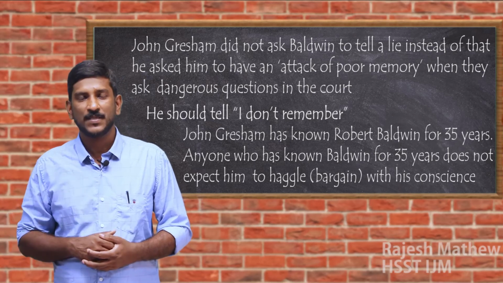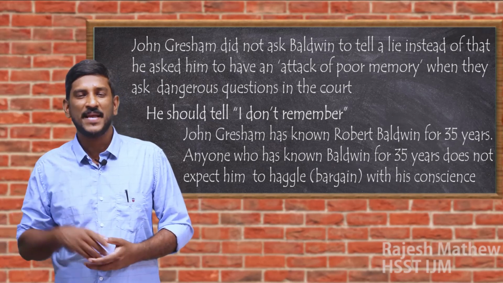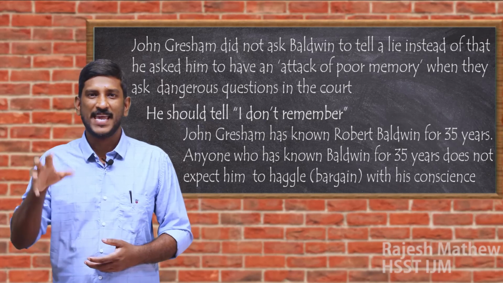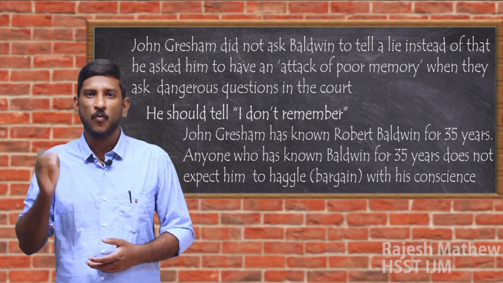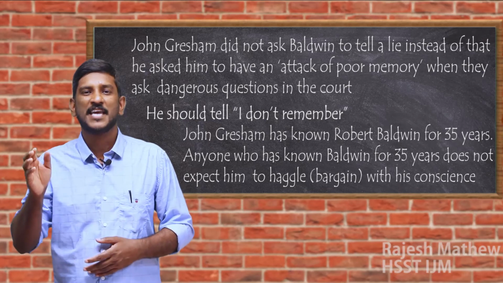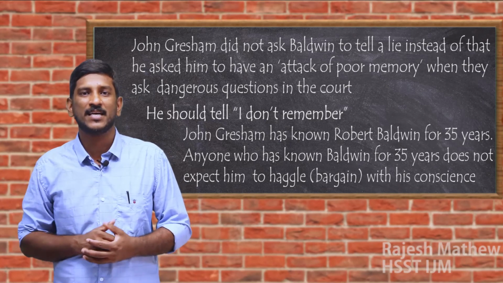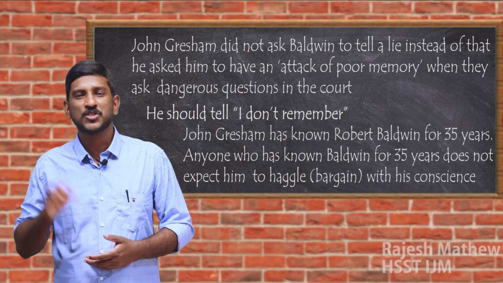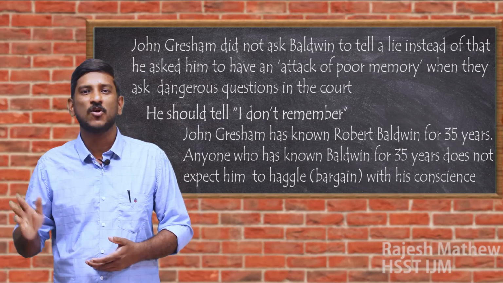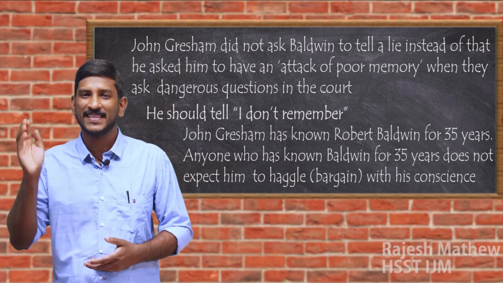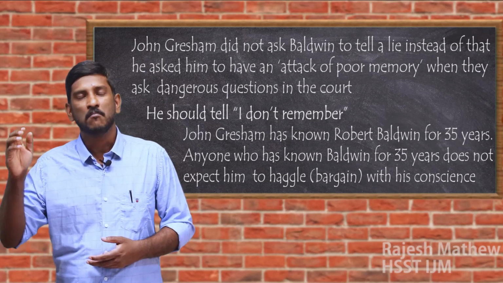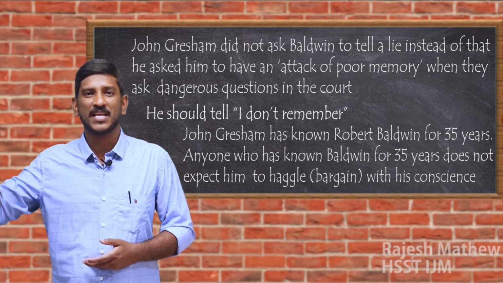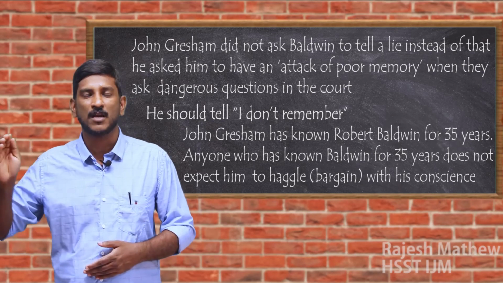Robert Baldwin says, if it had been anyone else, he would have struck him across his face when he offered him money to tell that lie in the court. John Gresham was so desperate and he did not know what he was doing, and that was the reason why he offered him money to tell those 3 words in the court, "I don't remember."